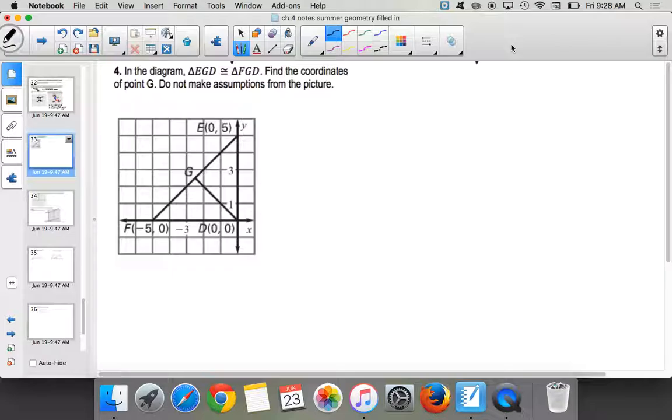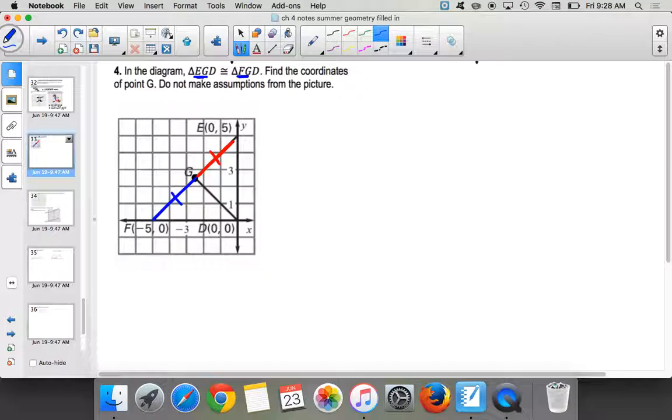If I'm trying to find the coordinates for point G, what do we know? We know that these triangles are congruent to each other. So shouldn't FG be the same as EG? They should be the same length, right?